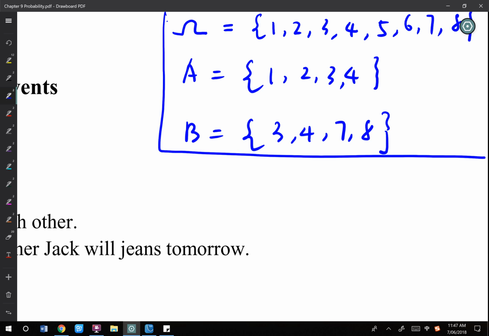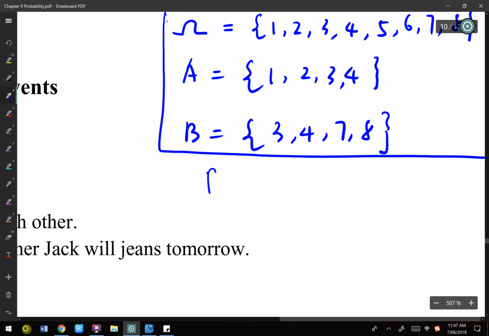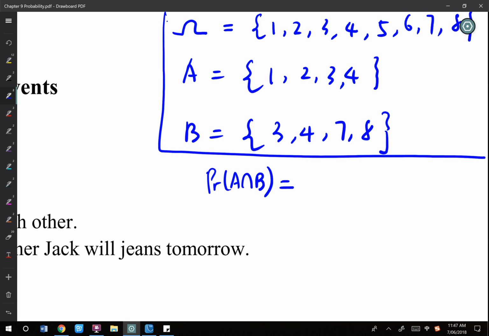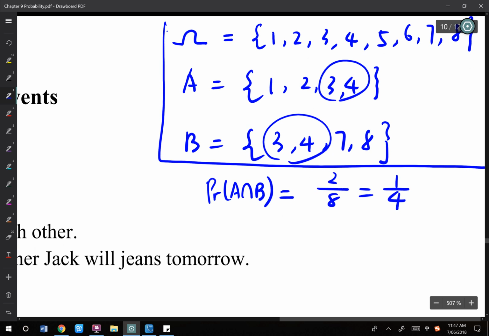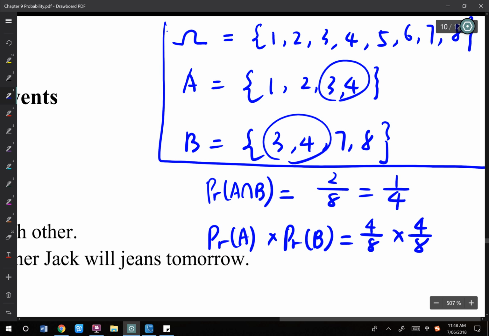So we think about the left-hand side only. What does my left-hand side equal? My left-hand side, probability A intersects B, the intersection is 2/8. That's 1/4. And I want to think about what my right-hand side equals. That's 4/8 times 4/8. That is 1/4 as well.